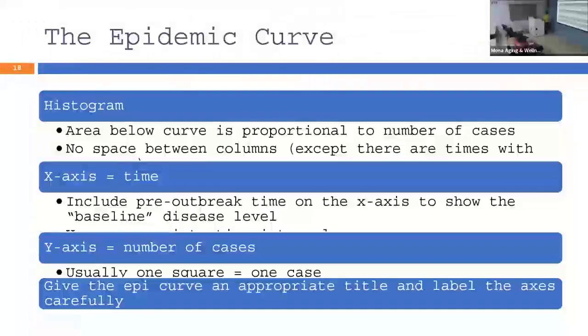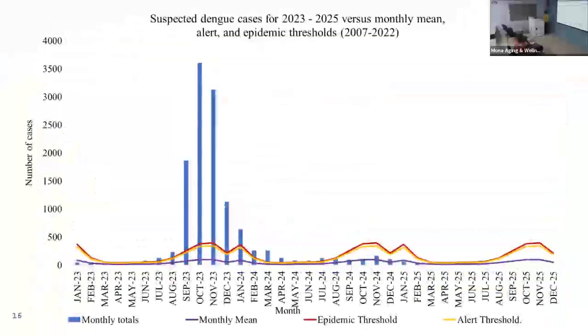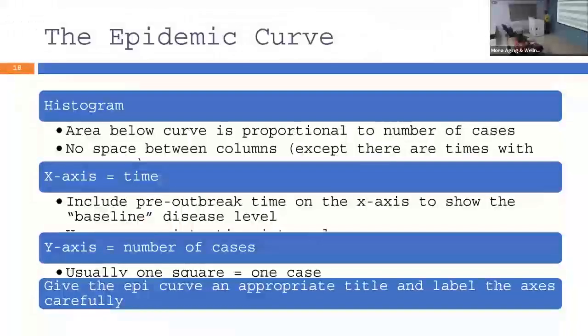I'm very cautious about saying that the epidemic curve is usually a histogram, because when you Google it, and even in this presentation, many of them aren't. So what I will say is, if the epidemic curve is represented as a histogram, that means you have no space between the bars, then the area below the curve will be proportional to the number of cases. But many times you have a bar chart, and you're going to see many more bar charts.